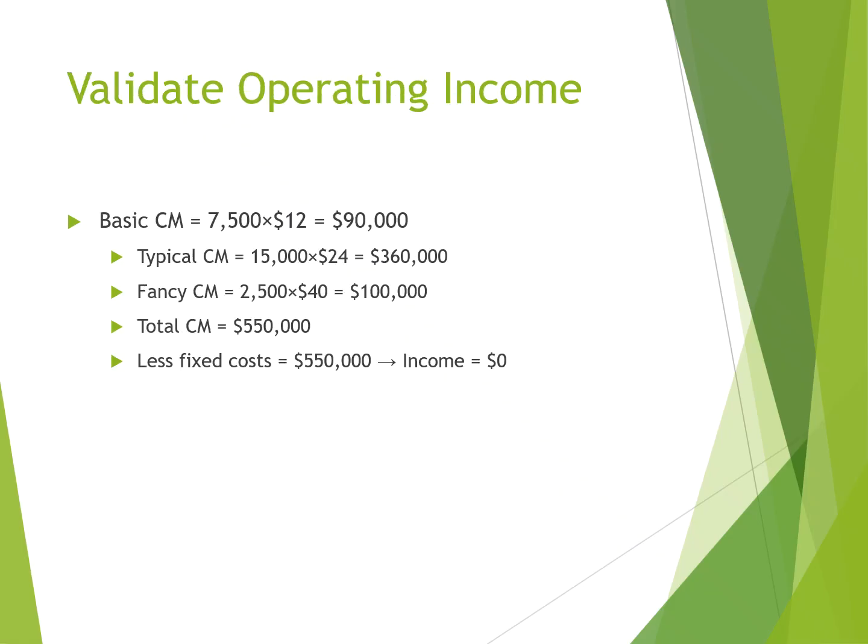Again, we multiply units by contribution margin. Basic gives 90,000, typical gives 360,000, fancy gives 100,000. Total contribution margin is $550,000, which covers fixed costs perfectly. Operating income is zero, as expected at break-even.